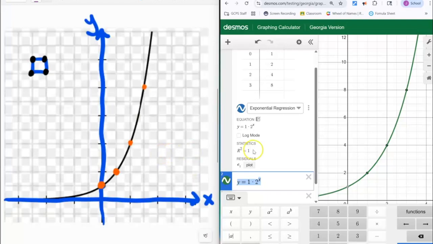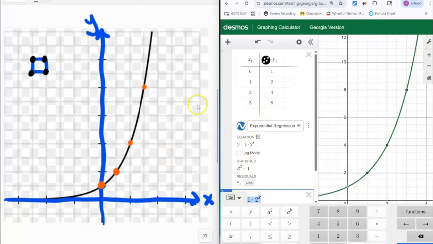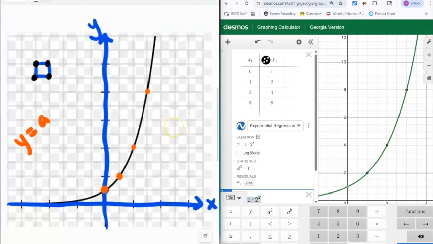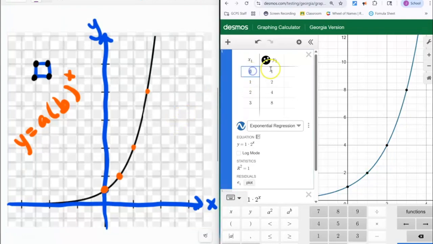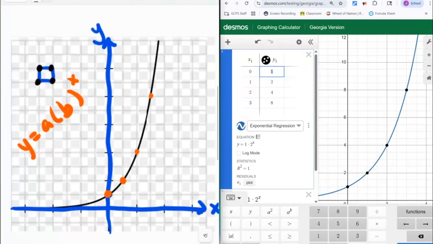Now I'm going to remind you once again how to do that by hand. So remember, your function is equal to a, b, x, and sometimes there's a c. What is a? Your y-intercept, so that's when x equals 0, so that's 1. So y equals 1 times, what is b? How it's growing each time. So to find how it's growing each time, I'm going to do y2 divided by y1, which is 2 divided by 1, which is 2. So it's growing by 2.